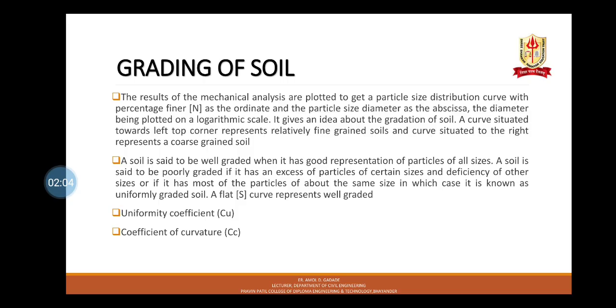And the general shape of the particle size distribution curve is described by the coefficient of curvature Cc, given by D30 square upon D60 into D10, where D30 is the particle size such that 30% of the soil is finer than the size.